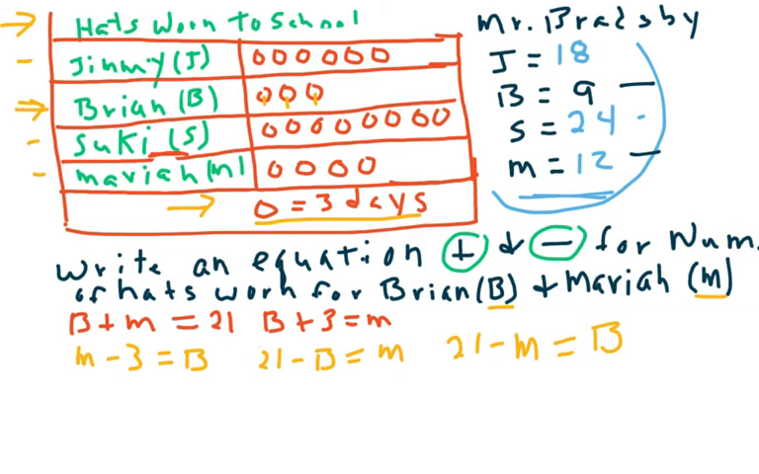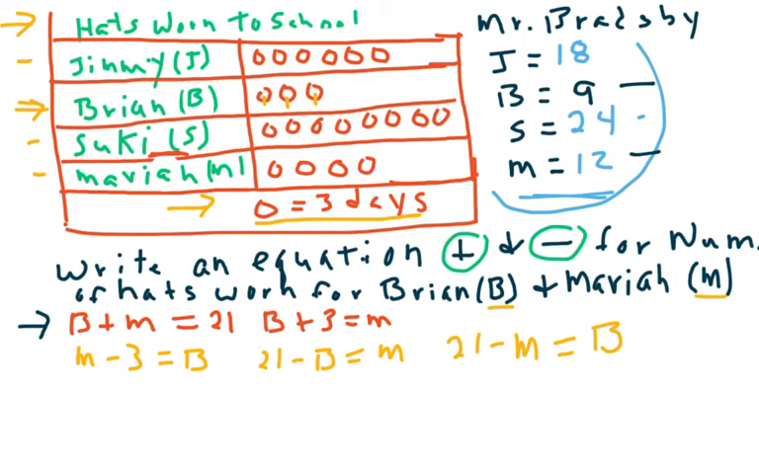And then here's some subtraction that I wrote. Mariah, which is 12, subtract 3 gives us the 9, which was what Brian had. So M minus 3 is B. Or, from this sentence here, we could do the inverse operations. Okay? If Brian plus Mariah is 21, 21 minus Brian gives us Mariah. 21 minus 9 is 12. And the other, because there's two ways to write these, remember? 21 minus Mariah is Brian. 21 minus 12 is 9.